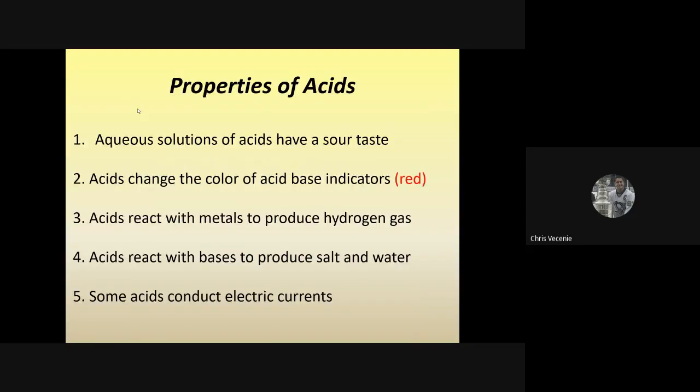We learned that acids have certain properties, right? That they taste sour, they make indicator paper red. If you put them with a metal, it's going to release hydrogen gas because of the single replacement reaction. And if you put an acid with a base, it's always going to give you an ionic compound, a salt, and water. Some acids conduct electric currents. We're going to dive into that a little bit deeper today. Which ones conduct, which ones don't, and why.